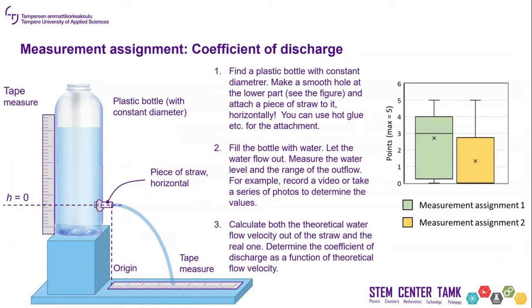For the second measurement assignment, the student actually needed to build a little device with a plastic bottle and a piece of a straw, fill the bottle with water and then let it flow out. They needed to calculate both the theoretical outflow velocity and the real one, and then determine the coefficient for discharge as a function of theoretical flow velocity. And the graph on the right shows point distributions for both of these measurement assignments on this piloted course.